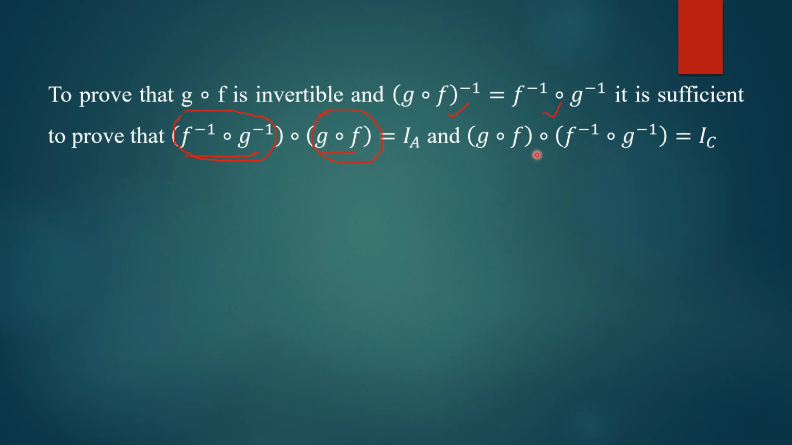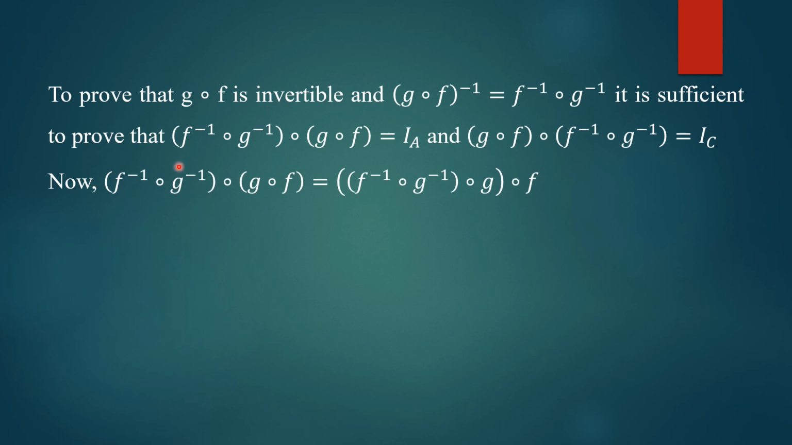In a similar manner, either you prove this is equal to IA, or GOF composed with f inverse o g inverse, considering again each as a single function, is equal to identity, with suffix C, as C is the domain of the last function g inverse. So either you prove this and this, take one of these two. Okay, let me erase this one first. You see the proof.